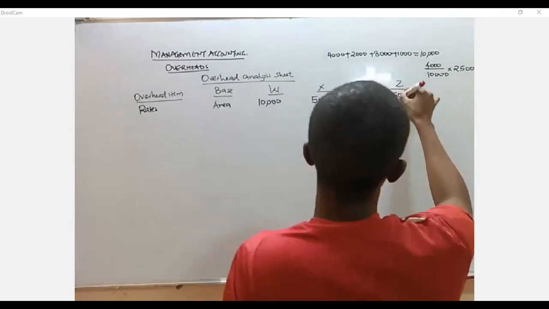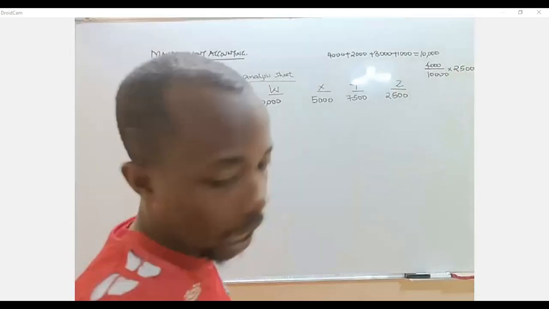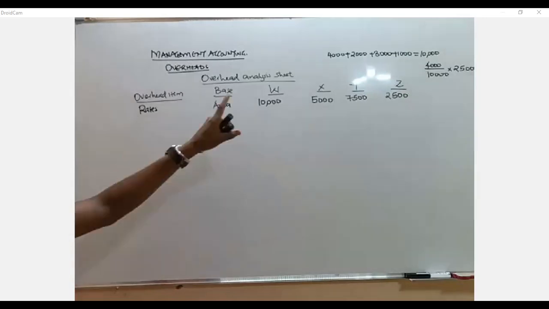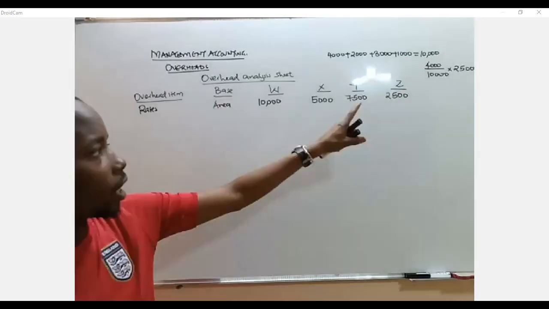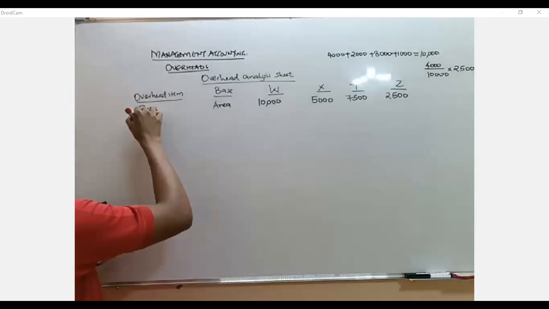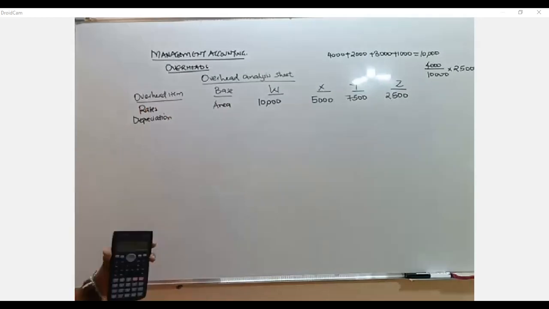Kama unataka kujua ulipata your question, do your summation uone kama unapata 25,000. You can do your summation and you see if you are getting 25,000. So it means already you have apportioned that cost for the rendered rates to all the departments. Let us go to the depreciation. And for the depreciation, we are going to be starting with buildings.